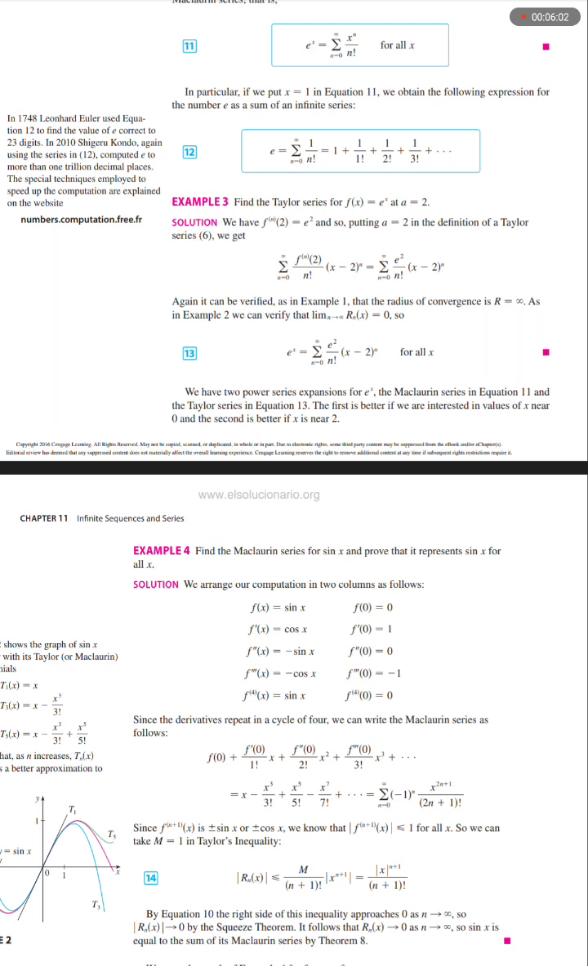We have two power series expansions for e^x, the Maclaurin series in equation 11 and the Taylor series in equation 13. The first is better if we are interested in values of x near 0, and the second is better if x is near 2.